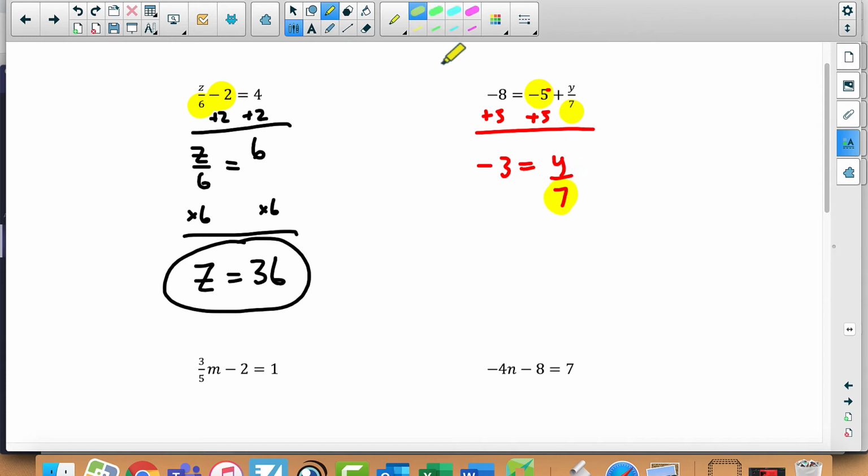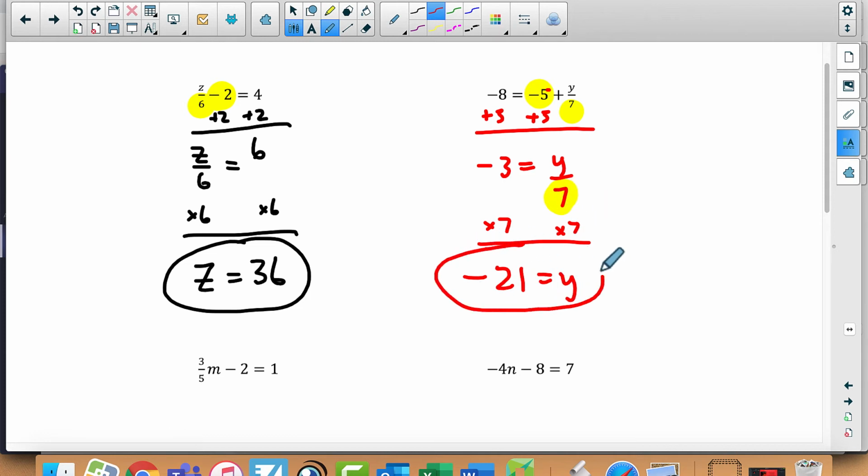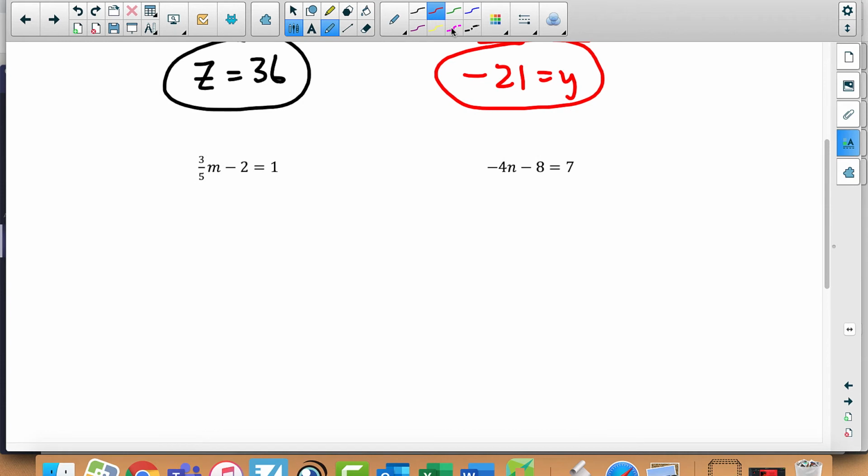We still need to get rid of this 7 here. Since it's divided by 7, we're going to do the opposite. We're going to multiply by 7. Do the same to the other side. Negative 3 times 7, that's only one negative, so it's negative. 3 times 7 is 21. The 7's cancel out. Y is left on this side. You're good. All right, we're rolling along here.